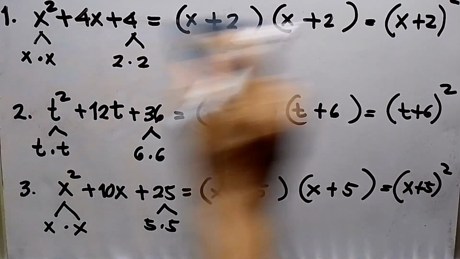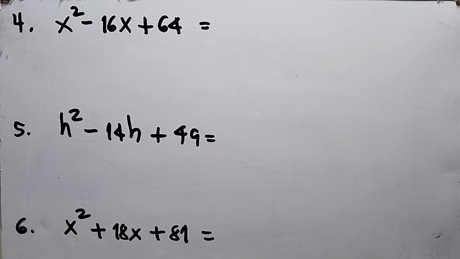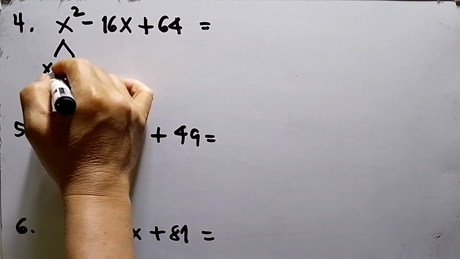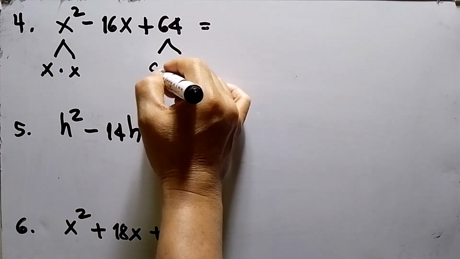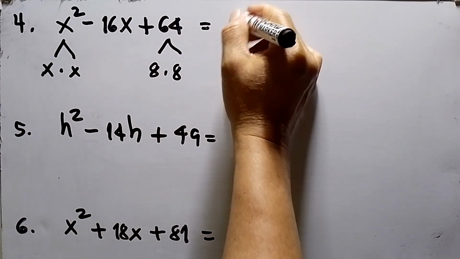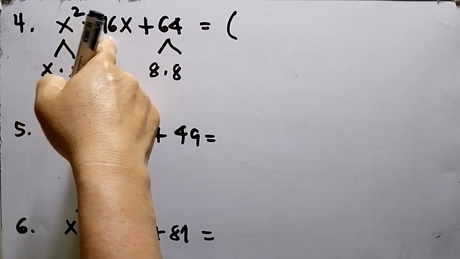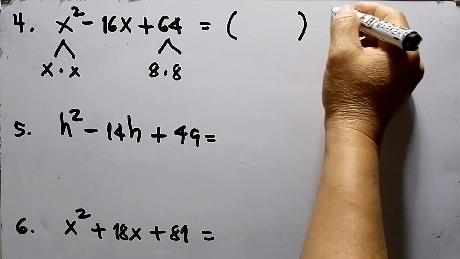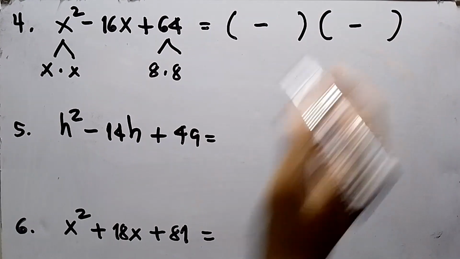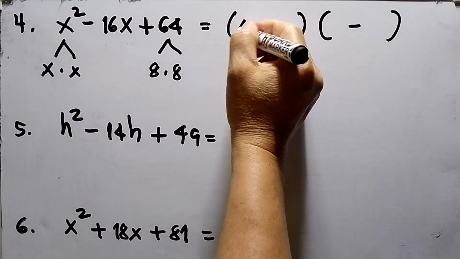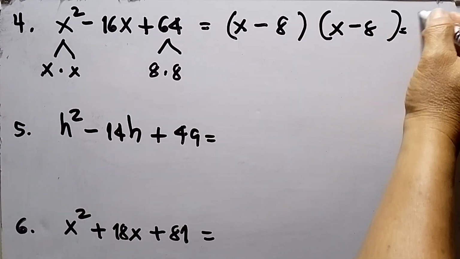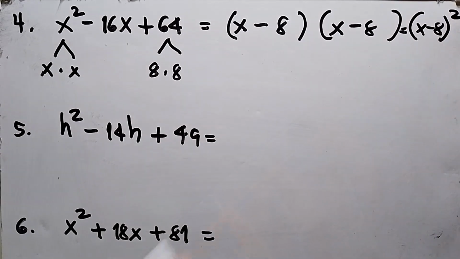Now let's move to number 4. x squared minus 16x plus 64. So factors of x squared, we have x times x. Then how about 64? 8 times 8. So take note, the middle term of the expression is negative, and the last term is positive. So therefore, the factors are all negative or subtraction. So copy the first, and then copy also the second. Then 8, 8, or simplest form is x minus 8 squared.